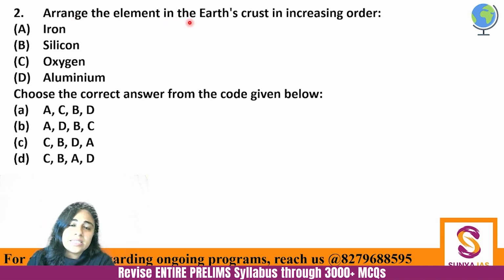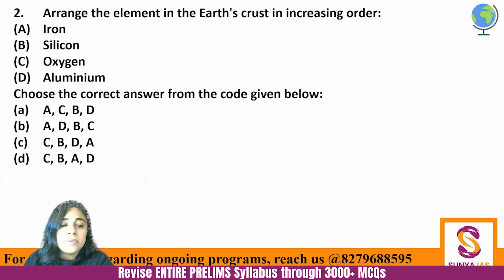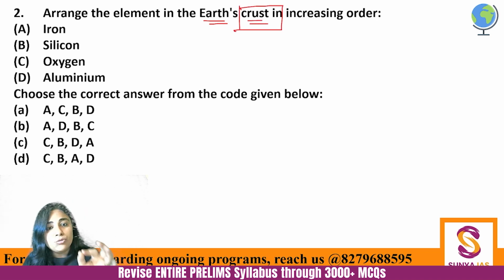Arrange the elements in the Earth's crust in increasing order: iron, silicon, oxygen, aluminium. Always pay attention whether it is asking you about the entire Earth or whether it is asking you about the Earth's crust. Okay, because the crust, you know, is the thinnest layer of the Earth, but that is the layer with which we are in contact the most, right?